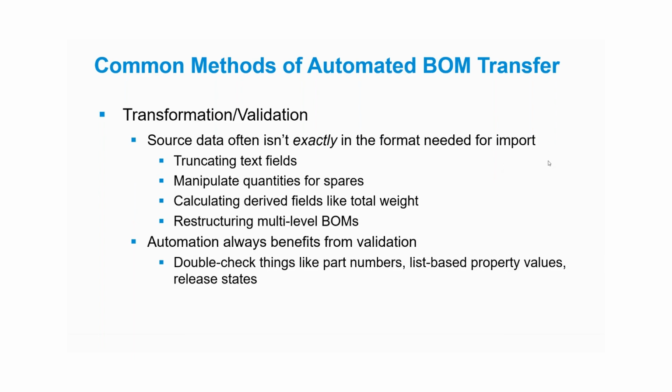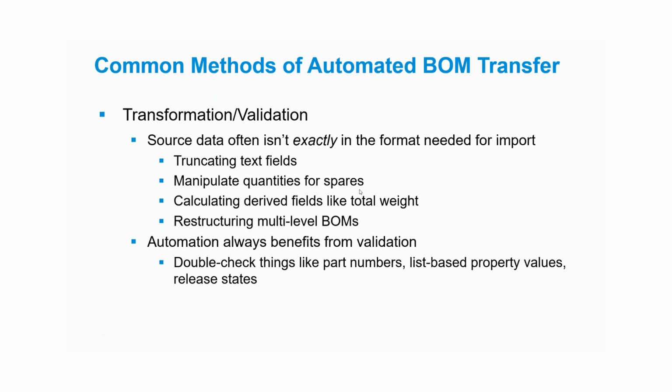Transformation is what the middleware does, right? Typically, the source data isn't exactly in the format that is needed by the destination system, right? Maybe your descriptions or some discretionary data in your PDM system can be 1,000 characters long, but in your PLM or ERP system, maybe that field is limited to 40 characters. And so, you decide, well, we just want a little bit of information there, just take the first 40 characters, right? So truncating text fields, or say we want to add 5% to our number of fasteners to make sure there are plenty on the job site.